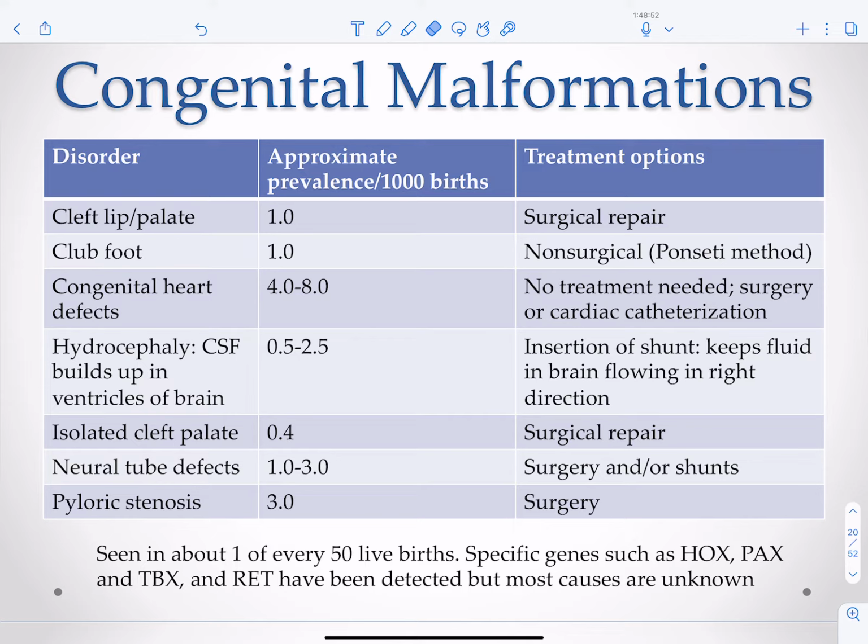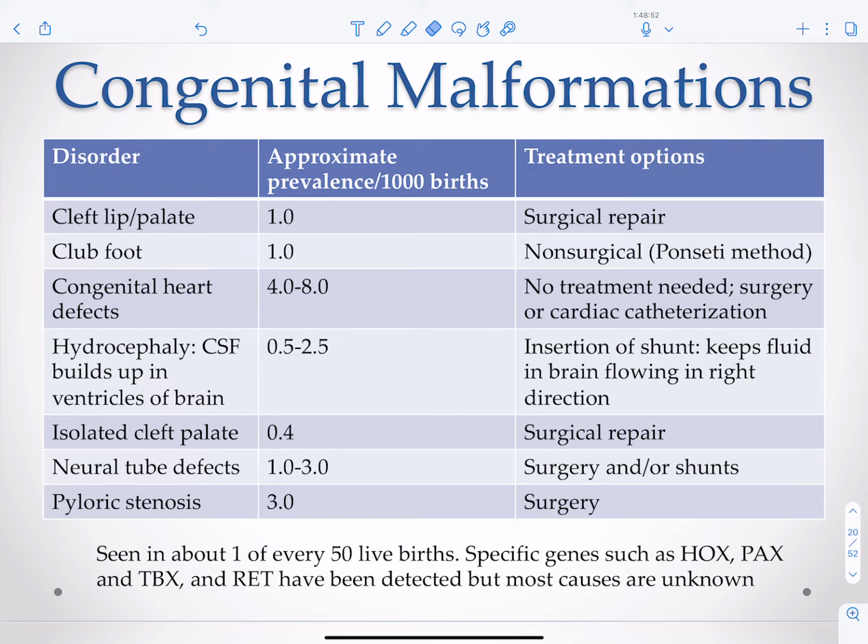Clubfoot is again going to be the same, and this also has a non-surgical option, the Ponseti method. We have congenital heart defects in which you have really no treatment. Hydrocephalus, where you have a buildup of cerebrospinal fluid in the brain. This has a prevalence risk of anywhere from 0.5 to 2.5. So again, it depends on the risk factors being passed on.